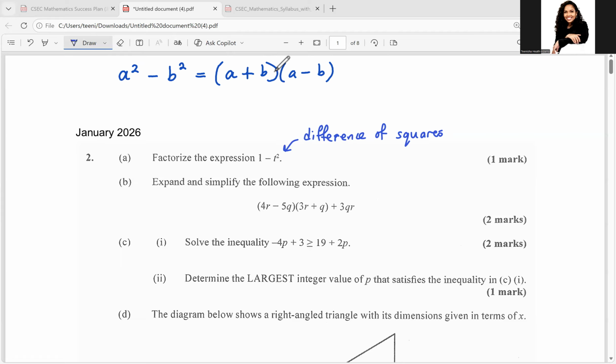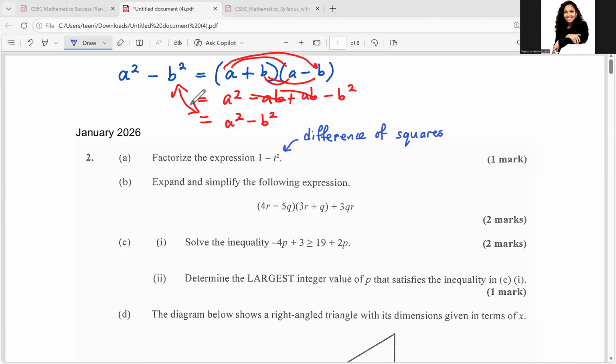And just to show you why it works, if I were to expand these two brackets, I'll get back a squared minus b squared. Look, a times a is a squared, a times minus b is minus ab, b times a is also ab, and b times minus b is minus b squared. So minus ab plus ab will cancel each other off, and you'll just be left with a squared minus b squared. See?